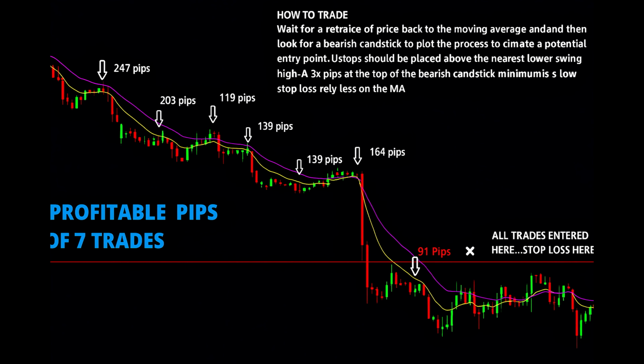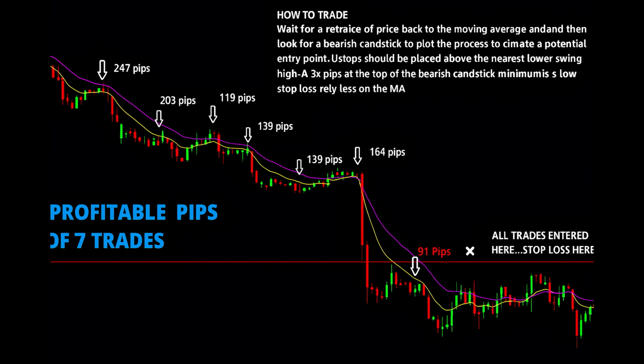The third rule is stop loss placement. The stop loss should be placed above the most recent swing high if you are shorting. That way, if the market reverses and breaks above that high, your trade is protected and you won't take a huge loss. The chart also gives a practical tip.